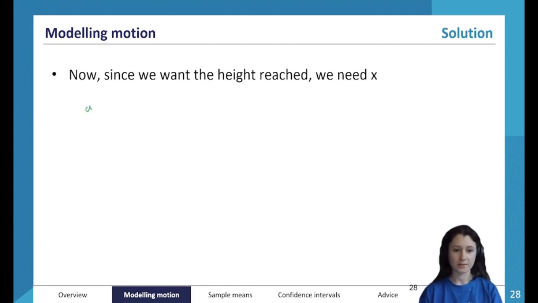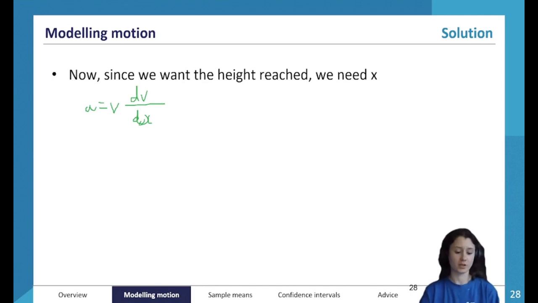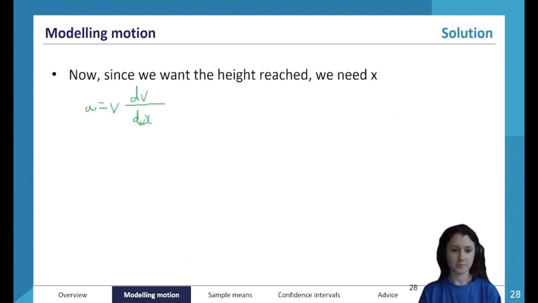If you guessed a equals v dv dx, you'd be right. Alright, because this one includes a and v, which is what our a equation is in terms of, and it also includes x. Remember, x is the displacement, and our particle is only being projected upwards, so the displacement is only in terms of y anyway, so x is the height. We want the height in there somewhere, because that's what we've been asked. So this is the perfect formula to use. Alright, our acceleration is negative g take 7v squared.